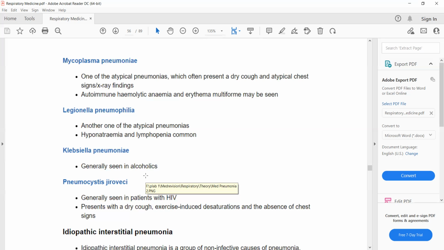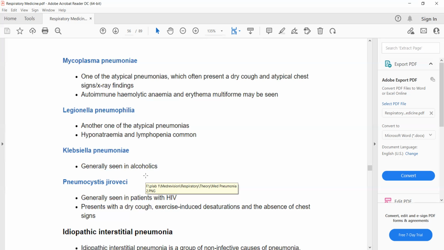And also the chest X-ray findings will not be typical. Chest X-ray finding in case of typical pneumonia, such as pneumonia due to Streptococcus pneumoniae, will be lobar consolidation. There will be consolidation of one complete lobe of the lung in case of typical pneumonia. While in atypical pneumonia, the chest X-ray findings are also atypical. For both Mycoplasma pneumoniae and Legionella pneumophila, both of them cause bilateral patchy consolidation and not lobar consolidation. Patches of the lungs are affected in Mycoplasma pneumoniae and Legionella pneumophila.